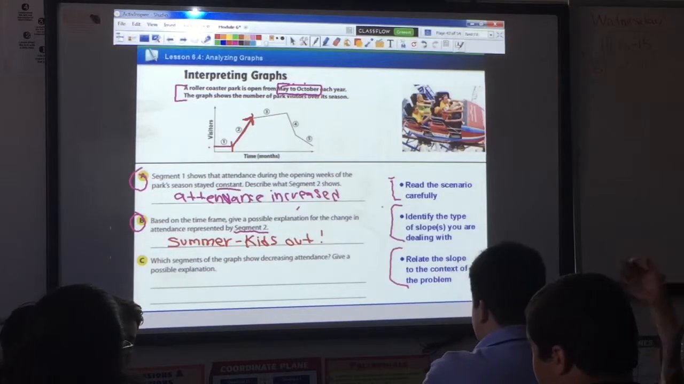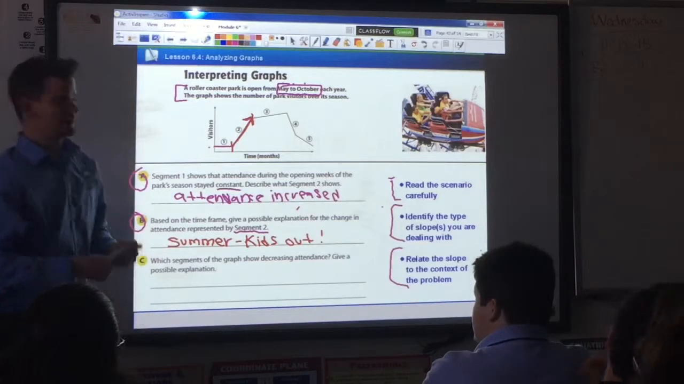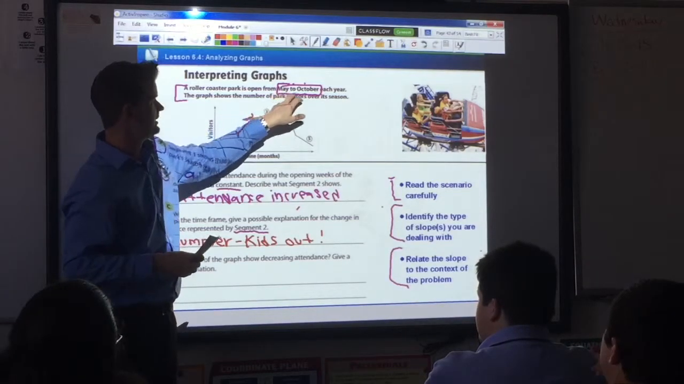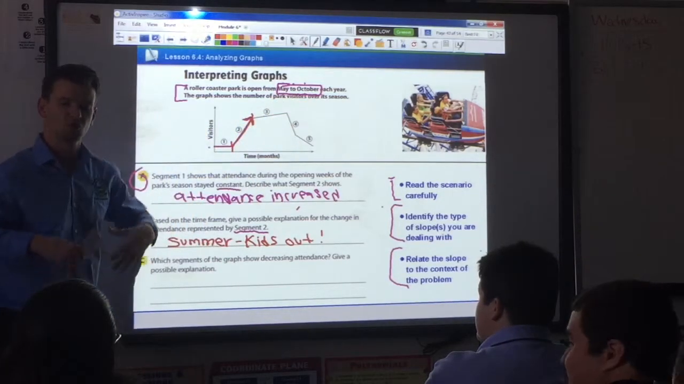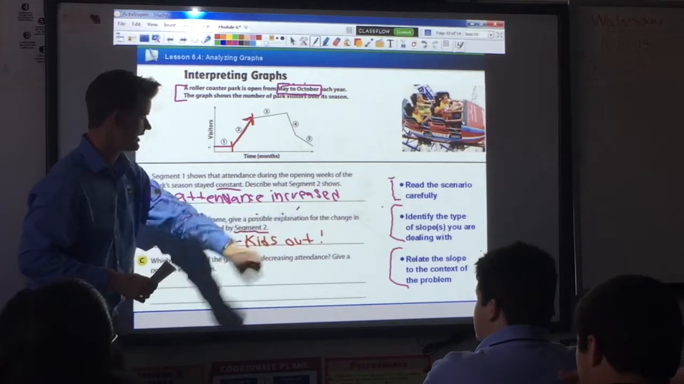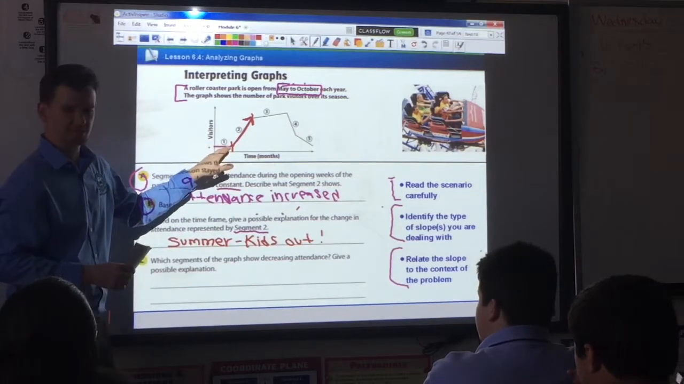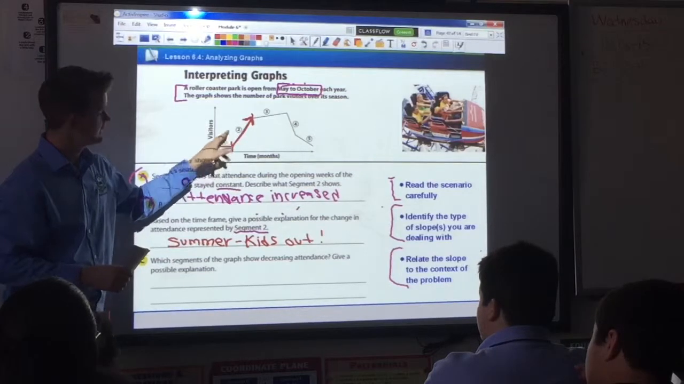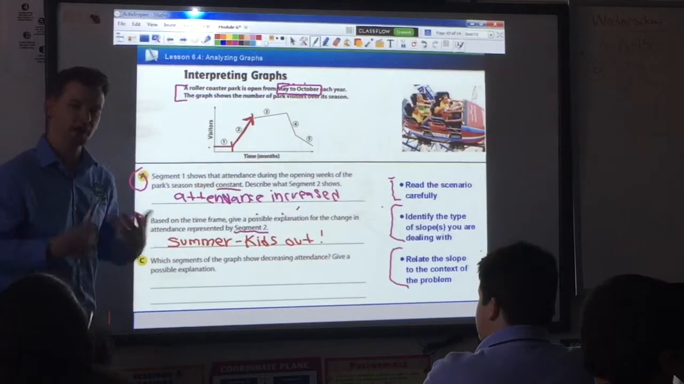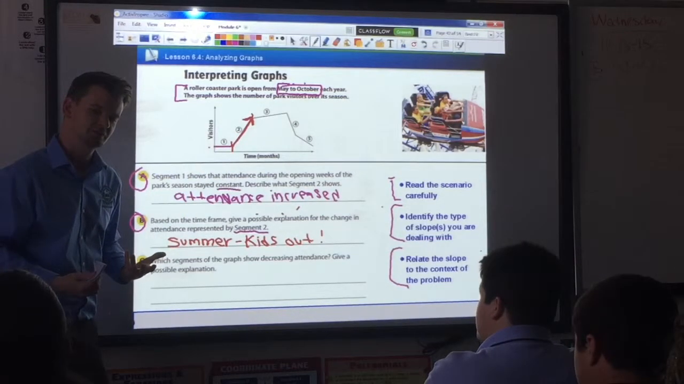Okay, so let's think about this explanation. This is open from May to October. It doesn't say summer. We're trying to give a possible explanation. So segment 1 is May, right? The month of May. Segment 2 is the month of June. What happens in June? And why?